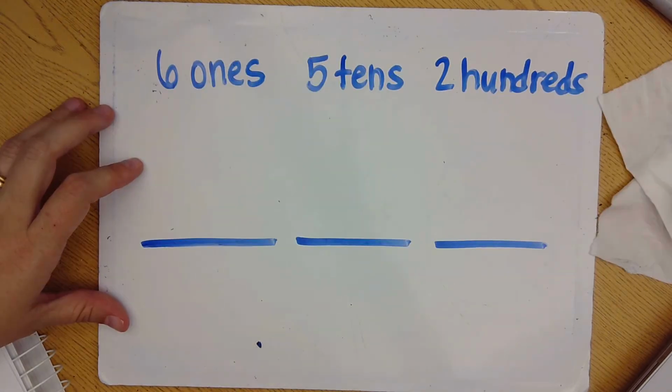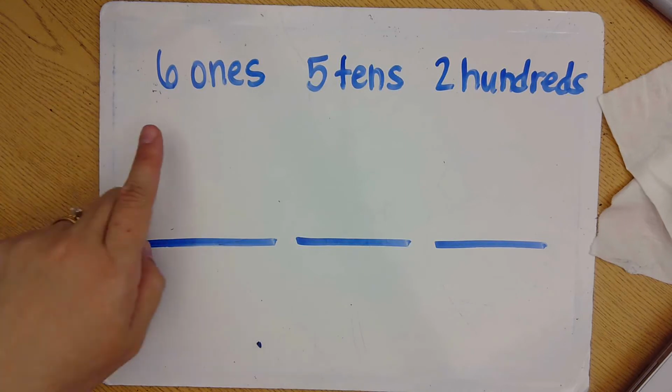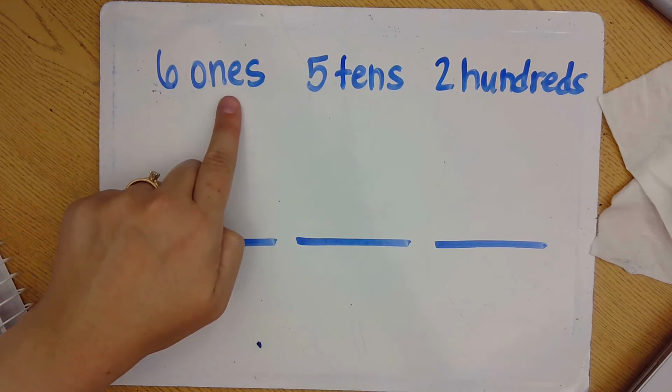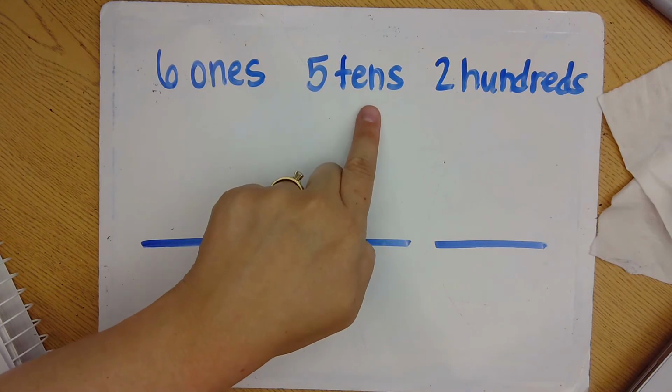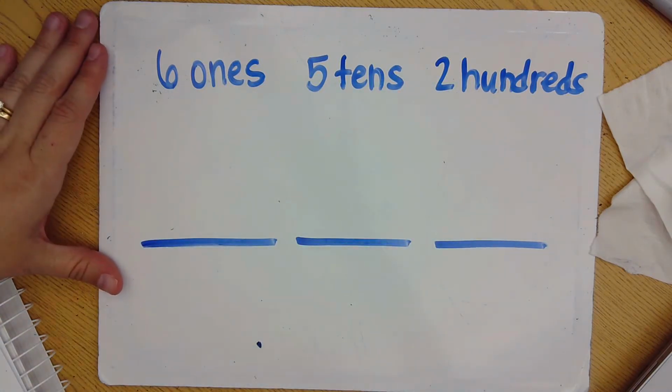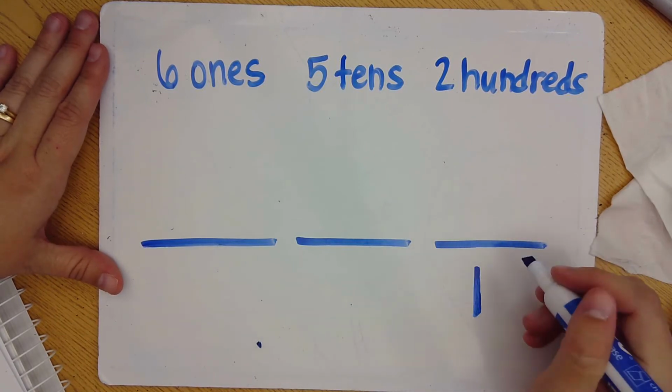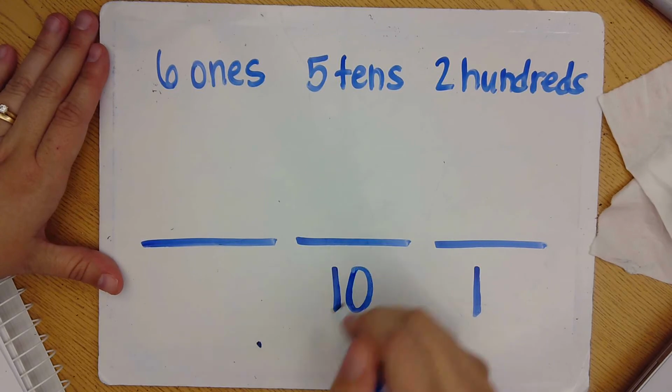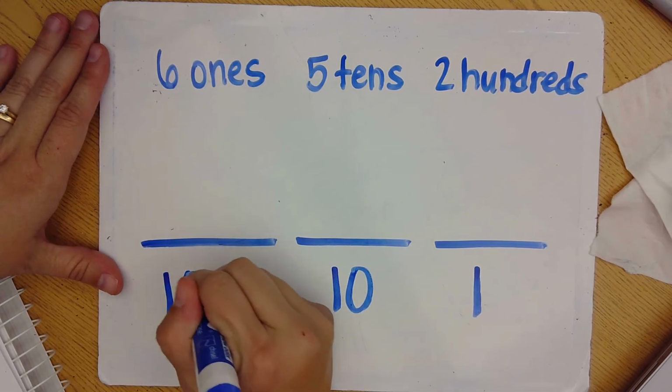All right, I've added another number. This time it says 6 ones, 5 tens, and 2 hundreds. What number am I going to make? Remember, this is the ones place, this is the tens place, and this is the hundreds place.